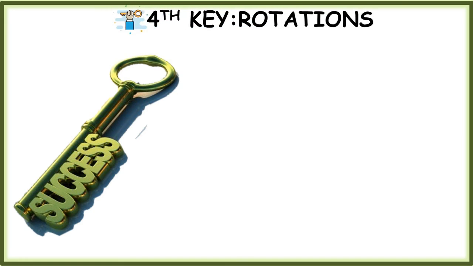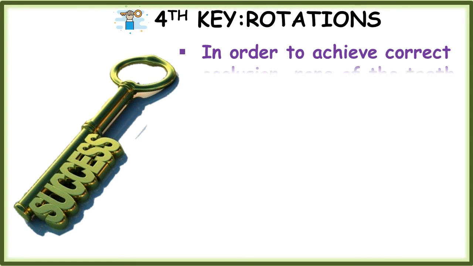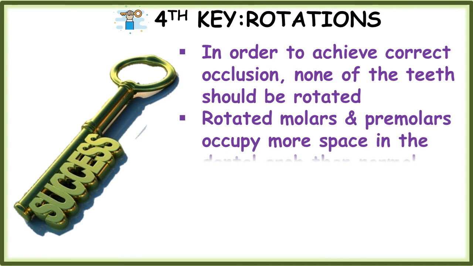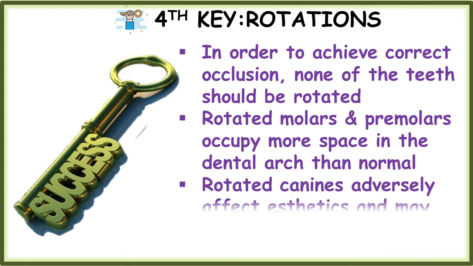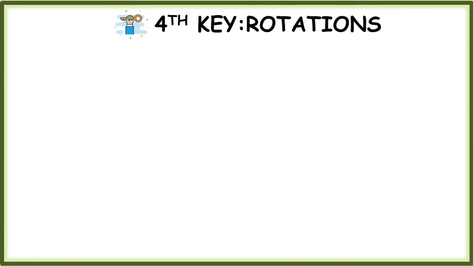Now fourth key, which is rotation. Under this, in order to achieve correct occlusion, none of the teeth should be rotated. Rotated molar and premolar occupy more space in dental arch than normal. And rotated canine adversely affect aesthetics and will lead to occlusal interferences.